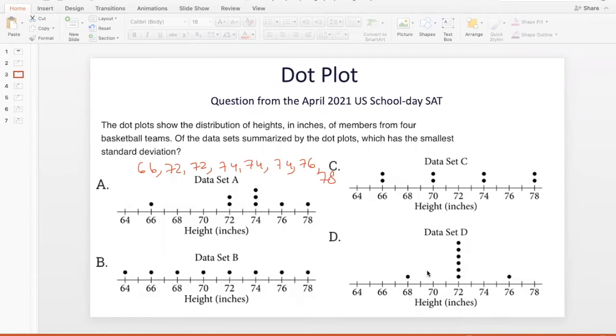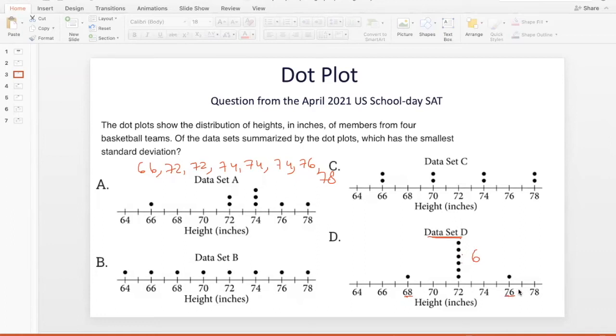Now, standard deviation is deviation from the mean, right? Which is to say deviation from the central value. And you can see that if you compare the 4 data sets, then the data set that's most concentrated around a value is data set D, right? Because there are 1, 2, 3, 4, 5, 6. There are 6 times that 72 appears, and 68 and 76 appear just once.